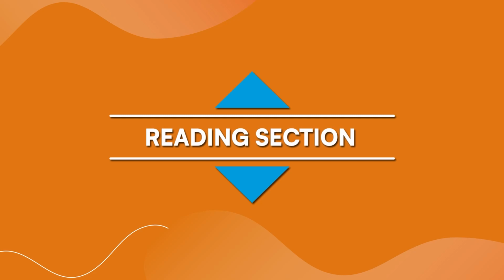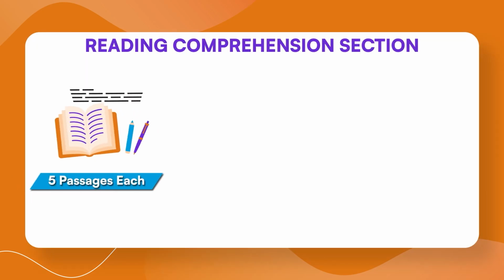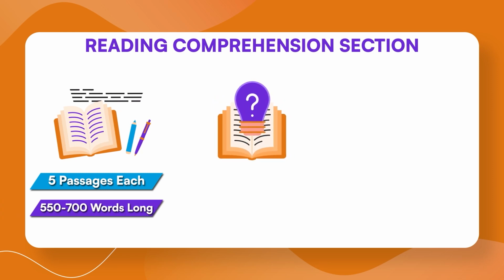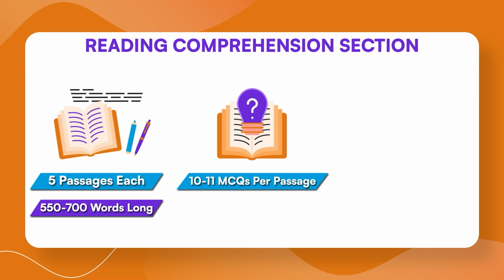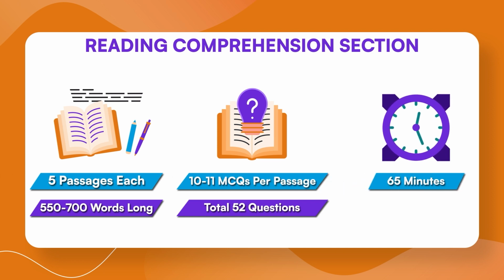Starting with the reading section. This is a reading comprehension section that contains 5 passages, each about 550 to 700 words long, and each passage has 10 to 11 MCQs, which means 52 questions in total. And the total time limit to finish this section is 65 minutes.